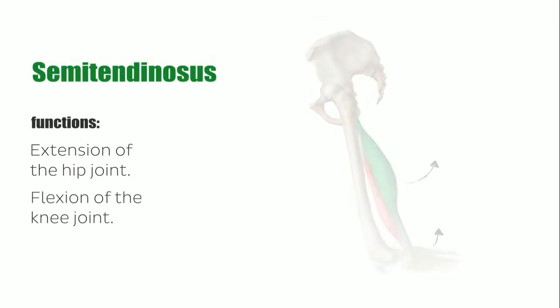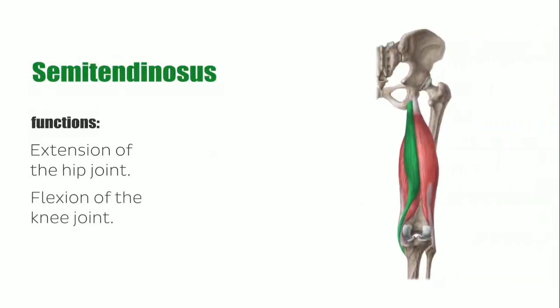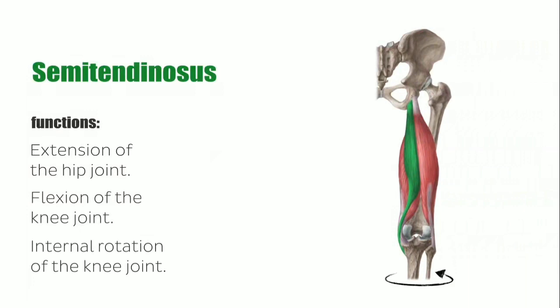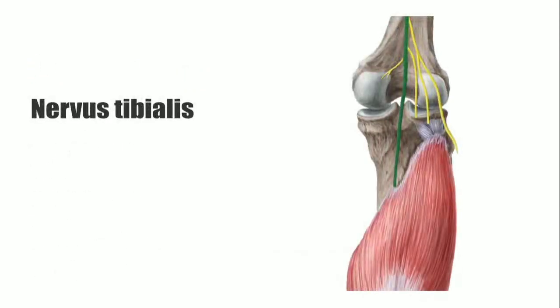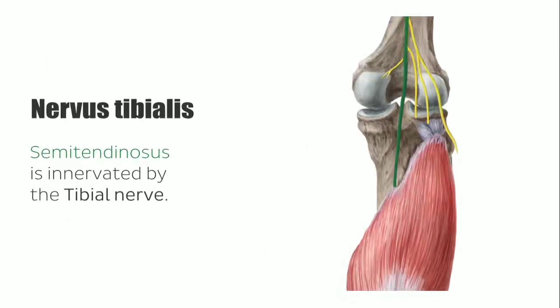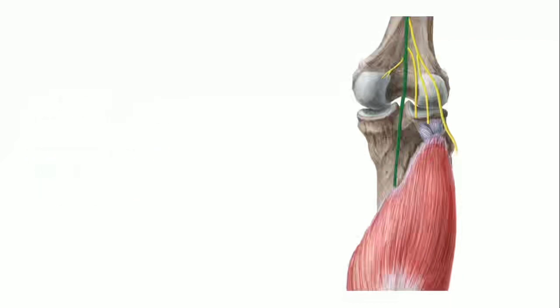Important to remember here that another function of the semitendinosus is going to include the internal rotation of the knee joint, seen here represented by this arrow on the bottom of the image. Another question in your head might be, what is the innervation of the semitendinosus? And again, you just need to remember that this muscle is going to be innervated by the tibial nerve, just like the semimembranosus.